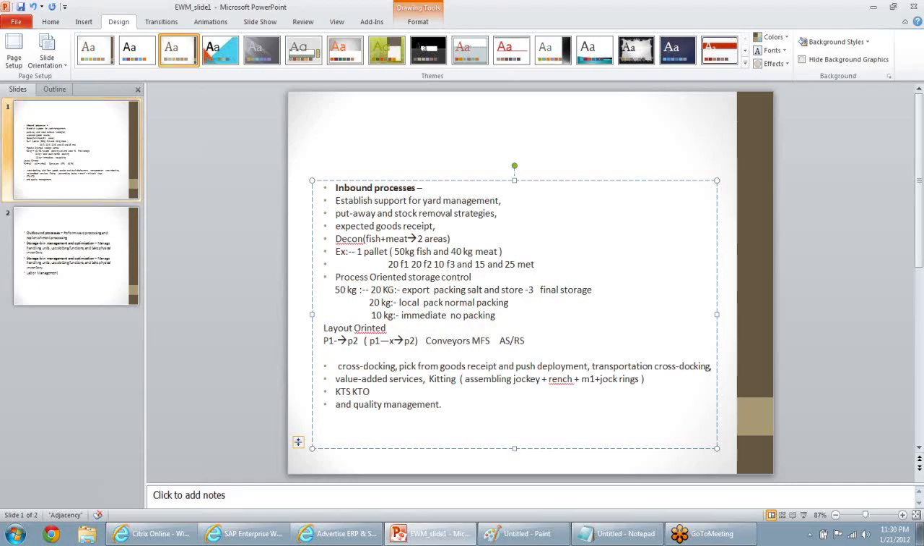That means I can store the kits inside my warehouse, or when I get an order, I can make a kit and then deliver it to the customer also. And for any warehouse, the most important feature that we expect is quality management. That means I should be able to check the quality.